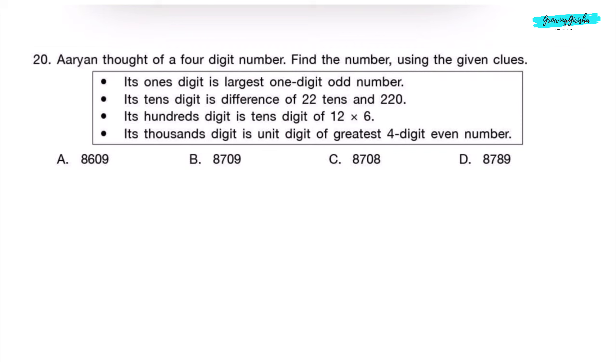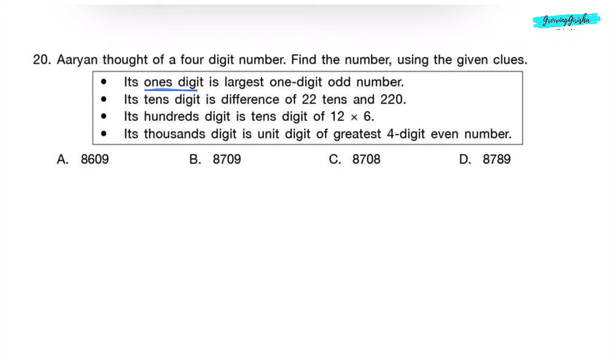Question 20. Aryan thought of a 4-digit number. Find the number using the given clues. Its 1's digit is largest 1-digit odd number. Its 10's digit is difference of 22 tens and 220. Its 100's digit is 10's digit of 12 into 6. Its 1000's digit is unit digit of greatest 4-digit even number.